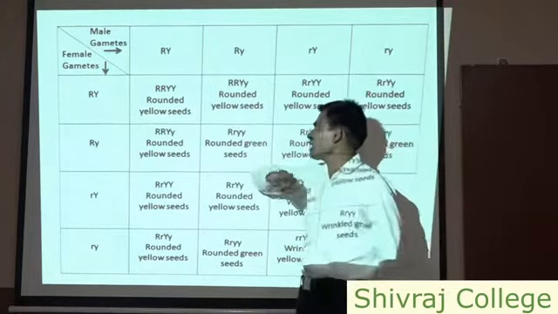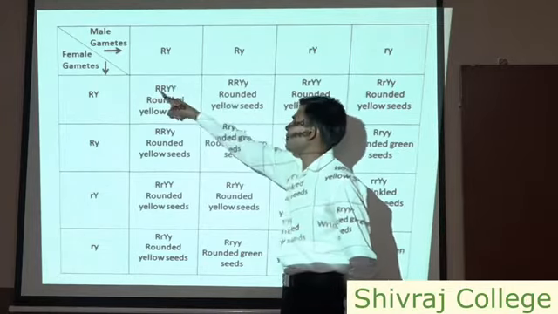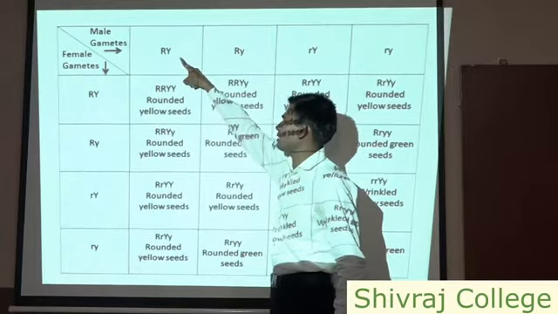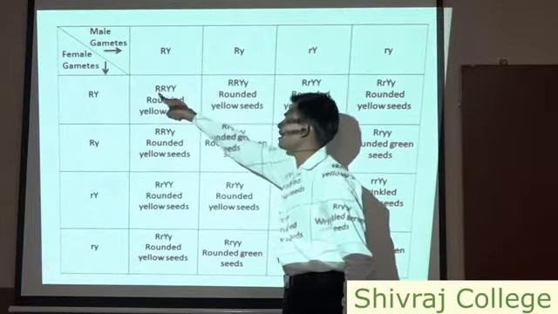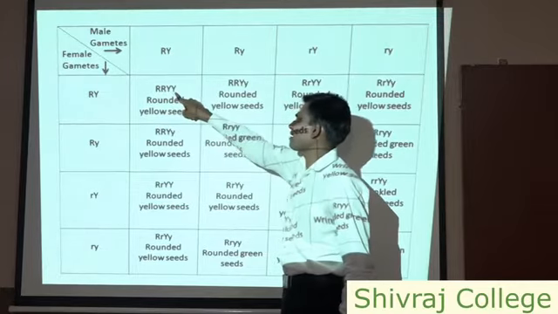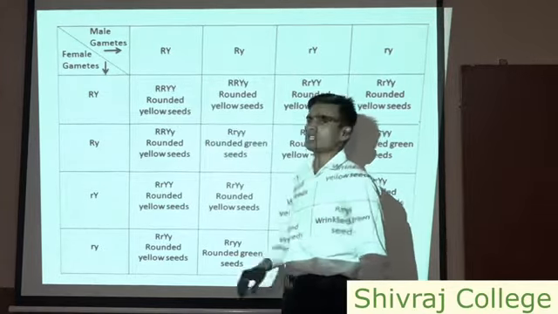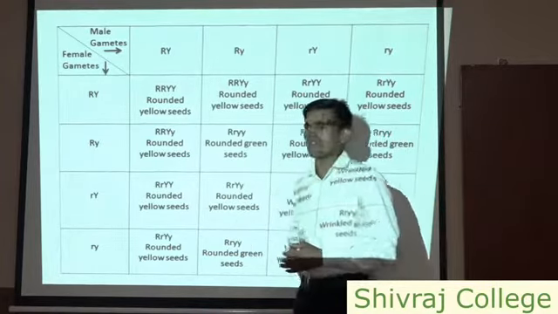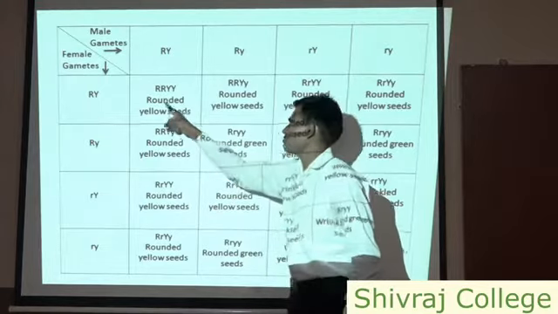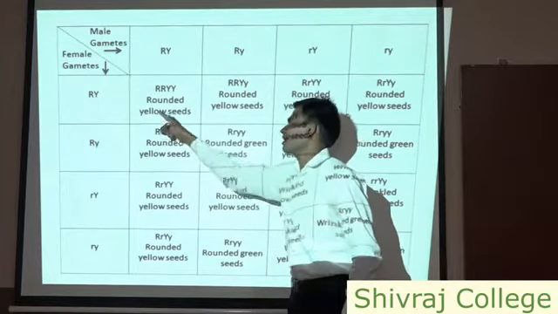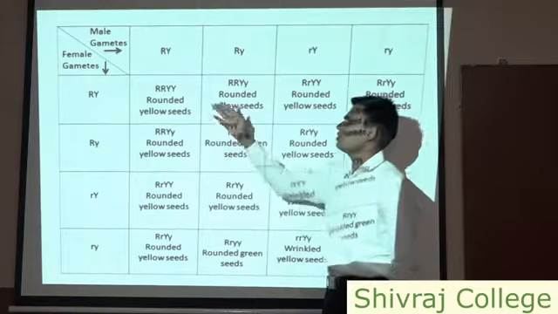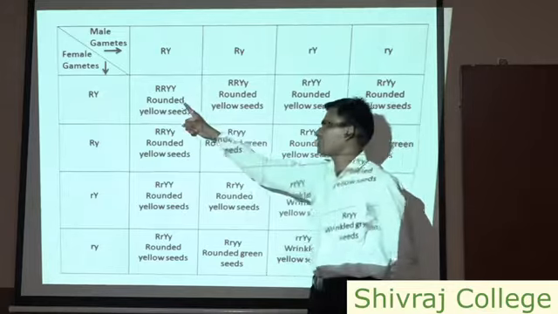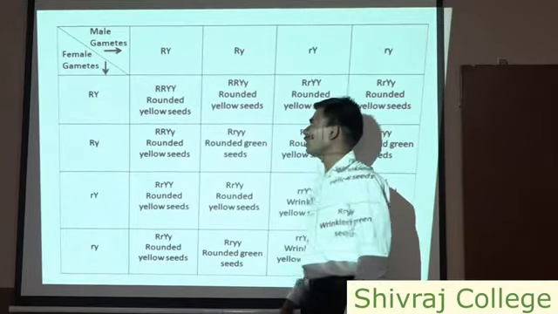Here, first, from the male gamete capital R and from the female gamete capital R; from the male gamete capital Y and from the female gamete capital Y. So capital R, capital R, capital Y, capital Y. This is the genotype of the first plant, and it produces the phenotype of round shaped, yellow colored seeds, like the previous first parent. So these are yellow round seeds.